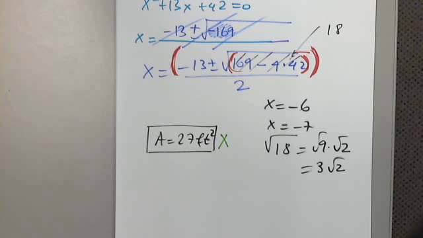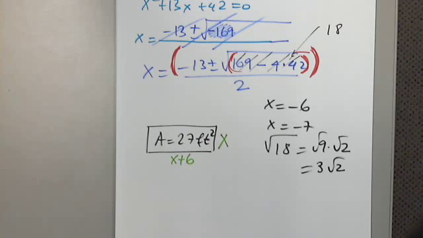Okay, so let's read it again. Its length is 6 feet longer than the width. If we denote the width by x, the length is x plus 6, indeed. Find the length and the width of the wall.